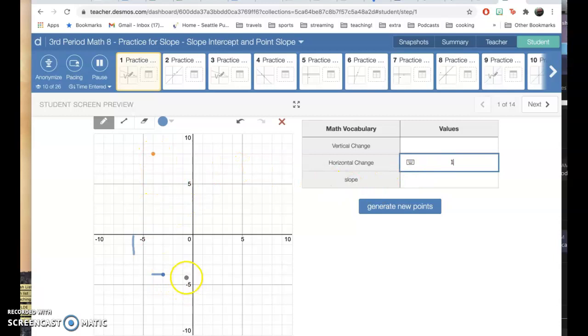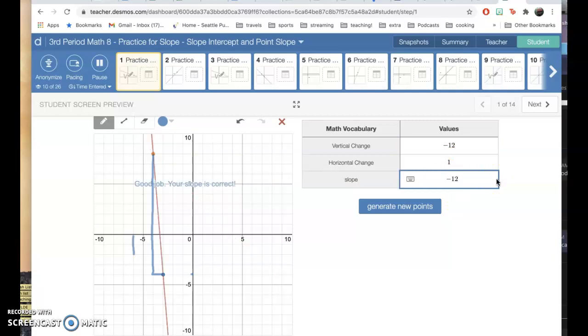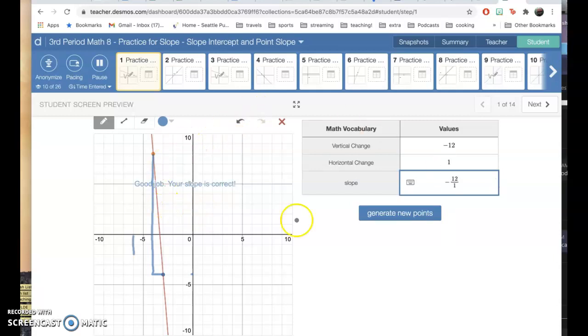And then what is happening here? So this is about -4 where we're living at, and this is 5, 6, 7, 8. So that's 8. I go down 8 and 4 more, so I go down 12. So this will be -12 is my vertical change. So my slope will be -12 over 1. And it says, good job, your slope is correct.